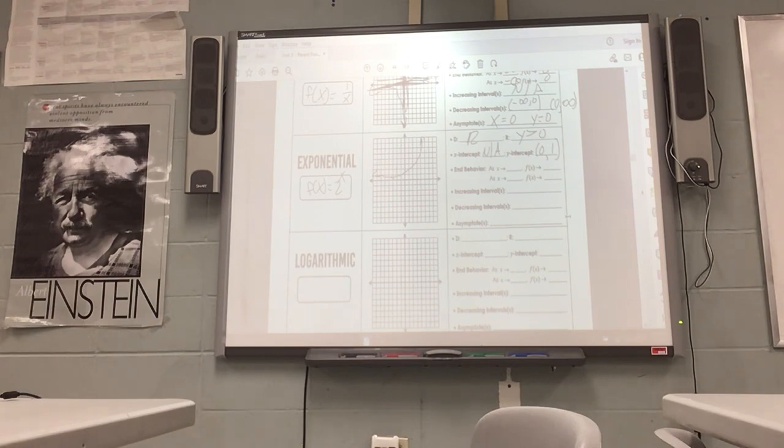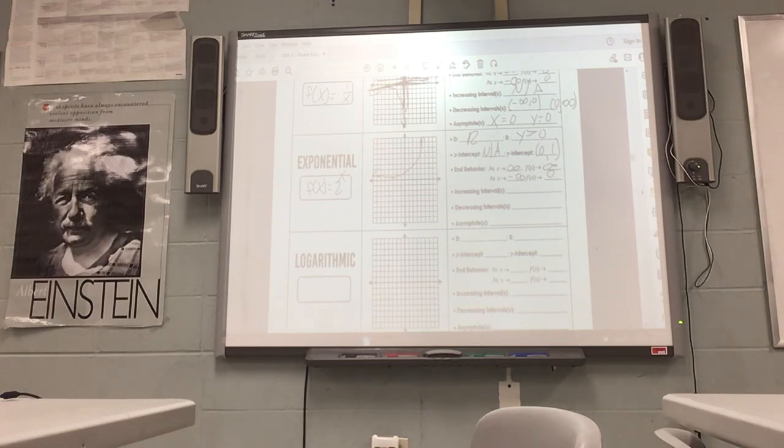Okay, end behavior: as x approaches positive infinity, what does y do? The farther I go to the right, I keep going up. So it's just infinity. Now as x goes to the left, to negative infinity, the y approaches what? 0. Very good. Will it ever touch the 0? No, and that's what an asymptote means.